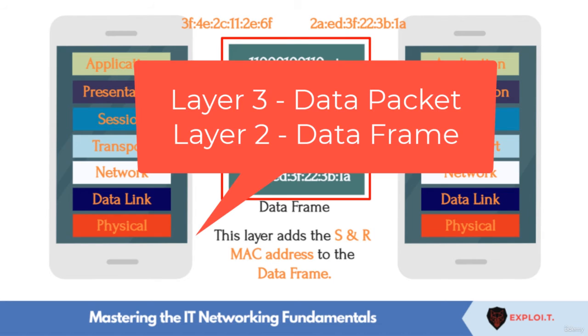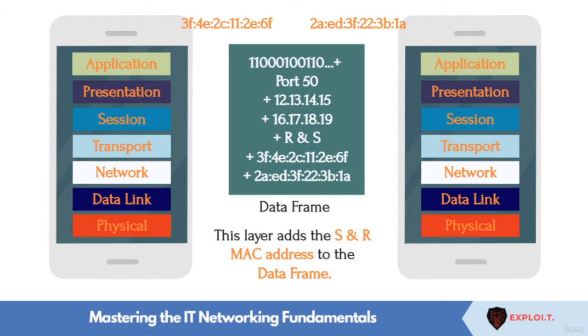Now one point to remember is that the message, or the green box that you are seeing, is called a packet in layer 3 and it is called a frame in layer 2. So when this packet comes to the data link layer, it is termed a frame. So this packet gets transformed into a frame.